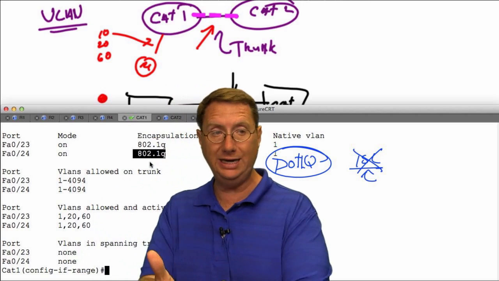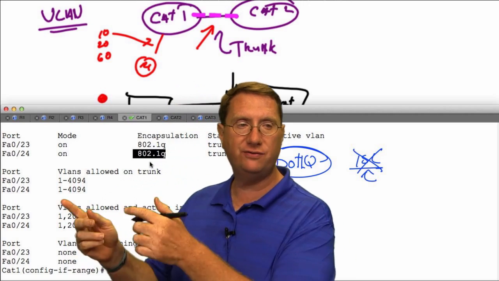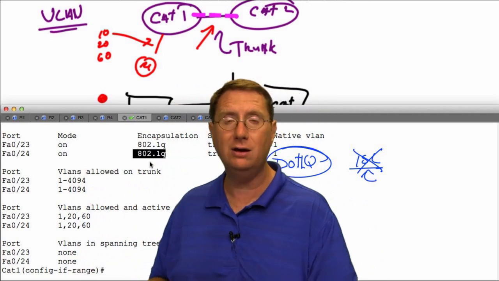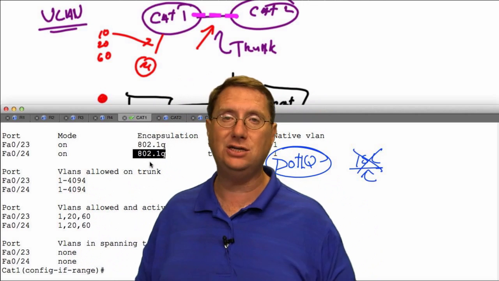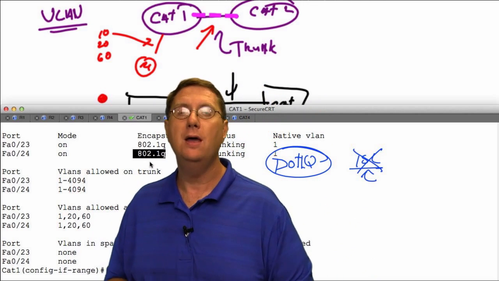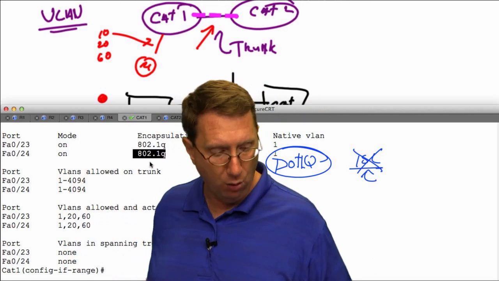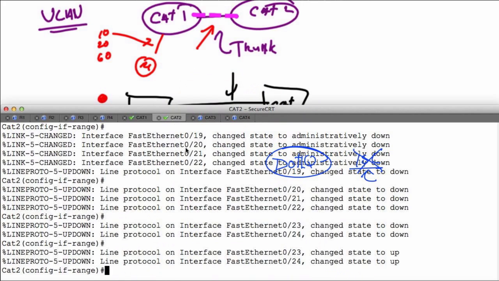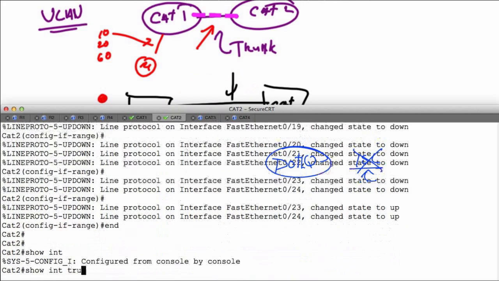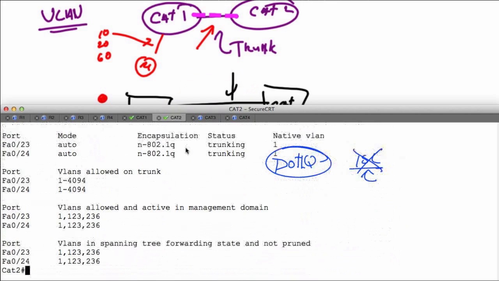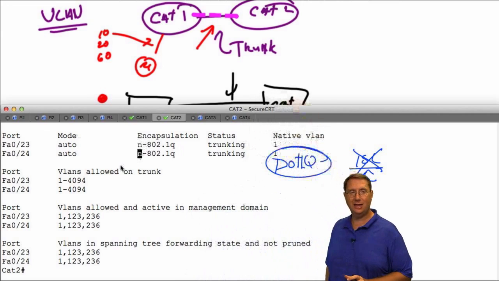This would lead me to believe that by virtue of the fact that I have these two values right here, if I went over to cat2, I should have a trunk formed between cat1 and cat2. And what we're going to find is that's not the case. How do I know that? Show interface trunk. Now, we have 23 and 24, but notice that they did come up automatically. And the reason that they come up automatically was through negotiation.